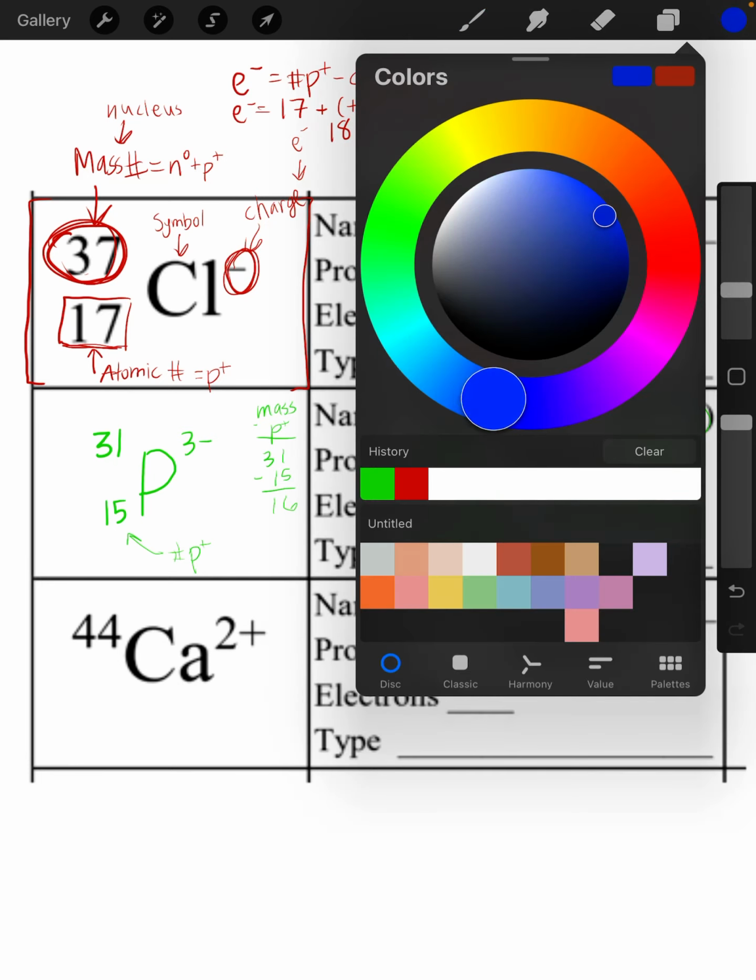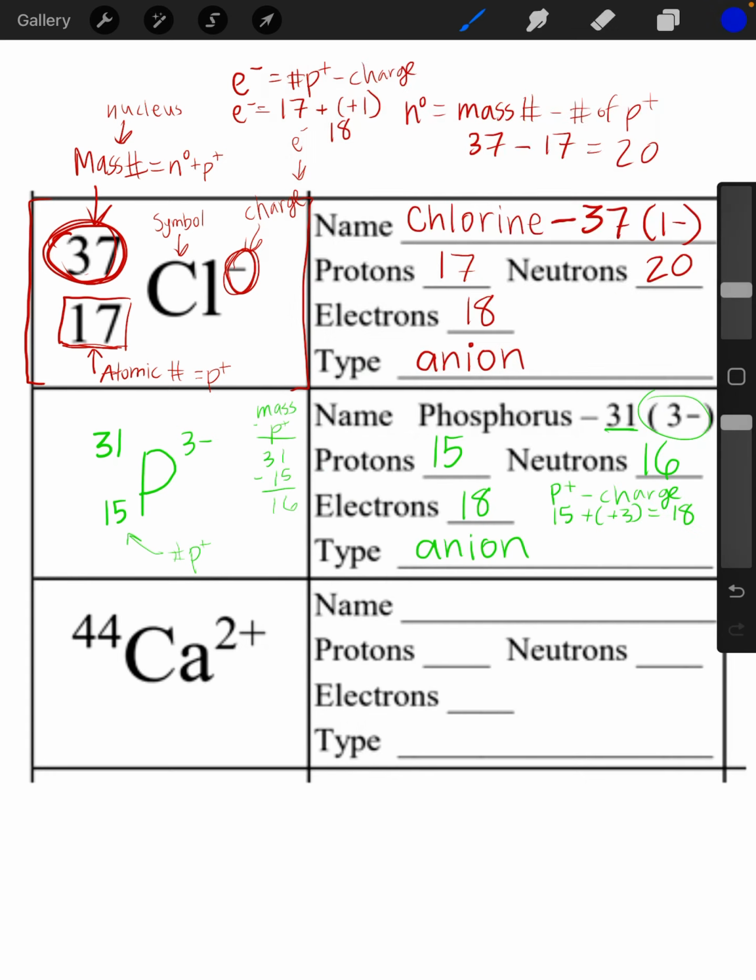Let's try one more. Okay. Note how our isotope notation doesn't have everything we need. We're missing this guy. So, again, refer to the periodic table. Calcium is number 20 on the periodic table, so we can just fill that in right there. So, Ca is calcium. We're going to write calcium dash, and then the mass is 44. And the charge is 2 plus. We're going to put that in parentheses. If there isn't a charge, you just leave that little parentheses part blank.